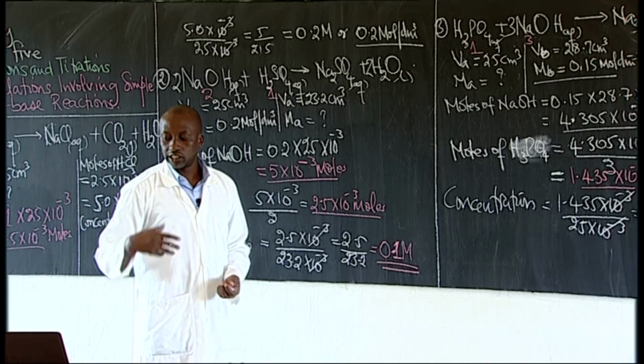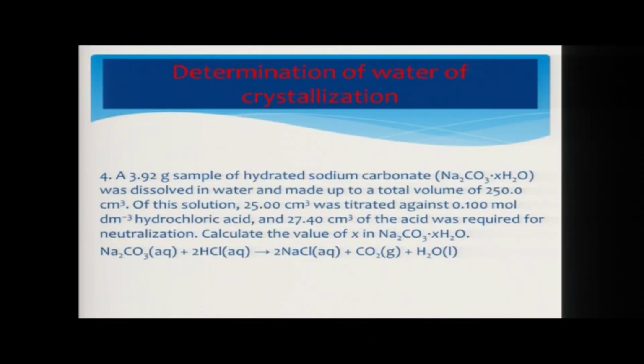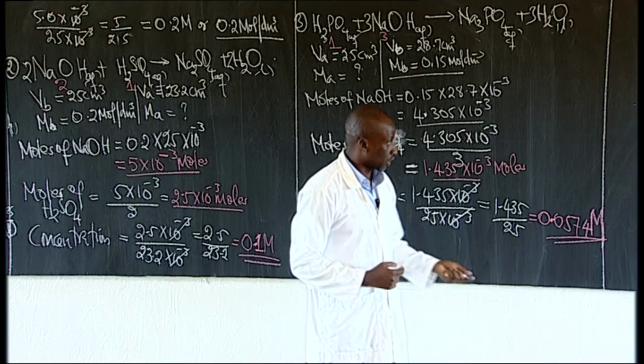So this is determination of water of crystallization. So we have one question over there. 3.92 grams of the sample of the hydrated sodium carbonate was dissolved in water and made up to a total volume of 250 cubic centimeters. Of this solution, 25 was titrated against 0.1 molar, so the reaction is very important as well. So you need the reaction ratio as well.